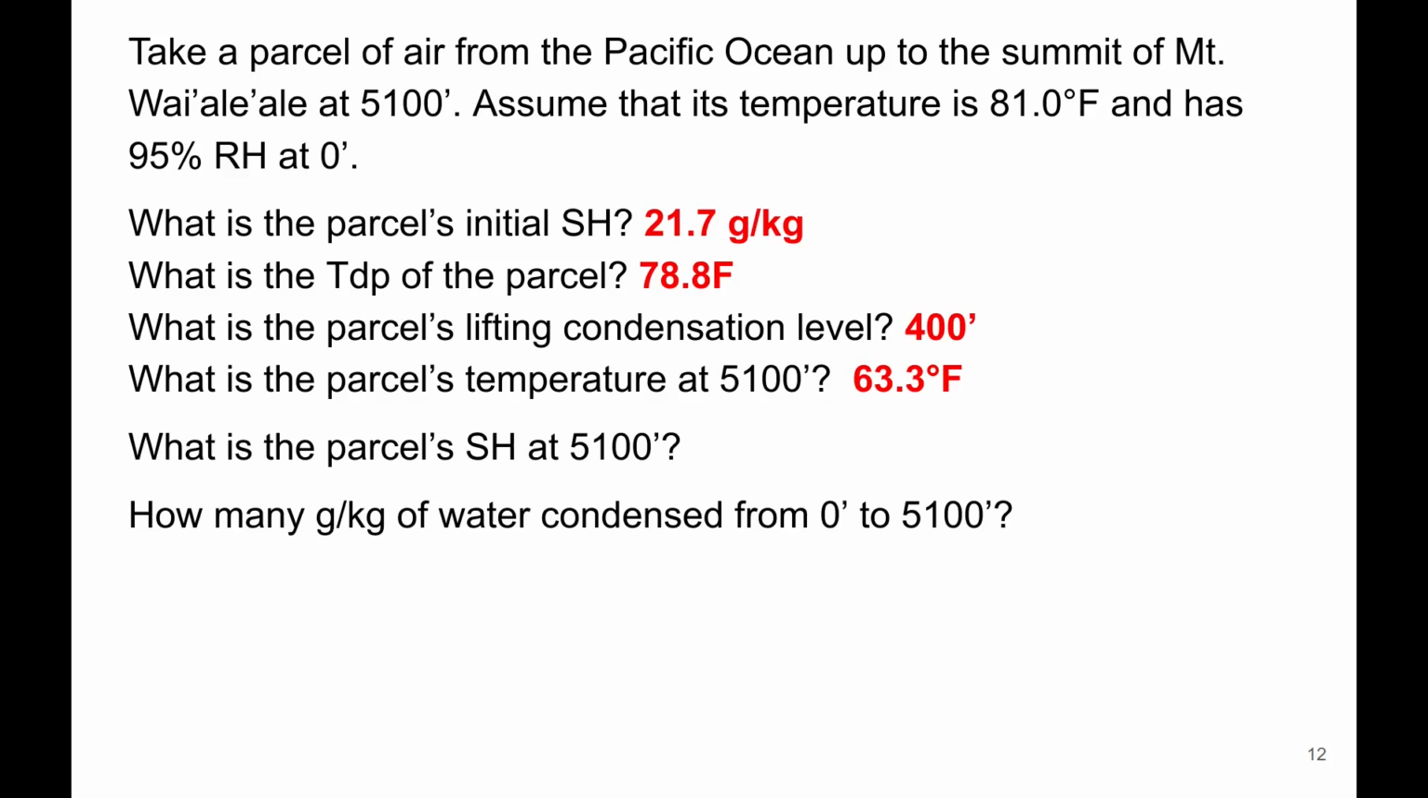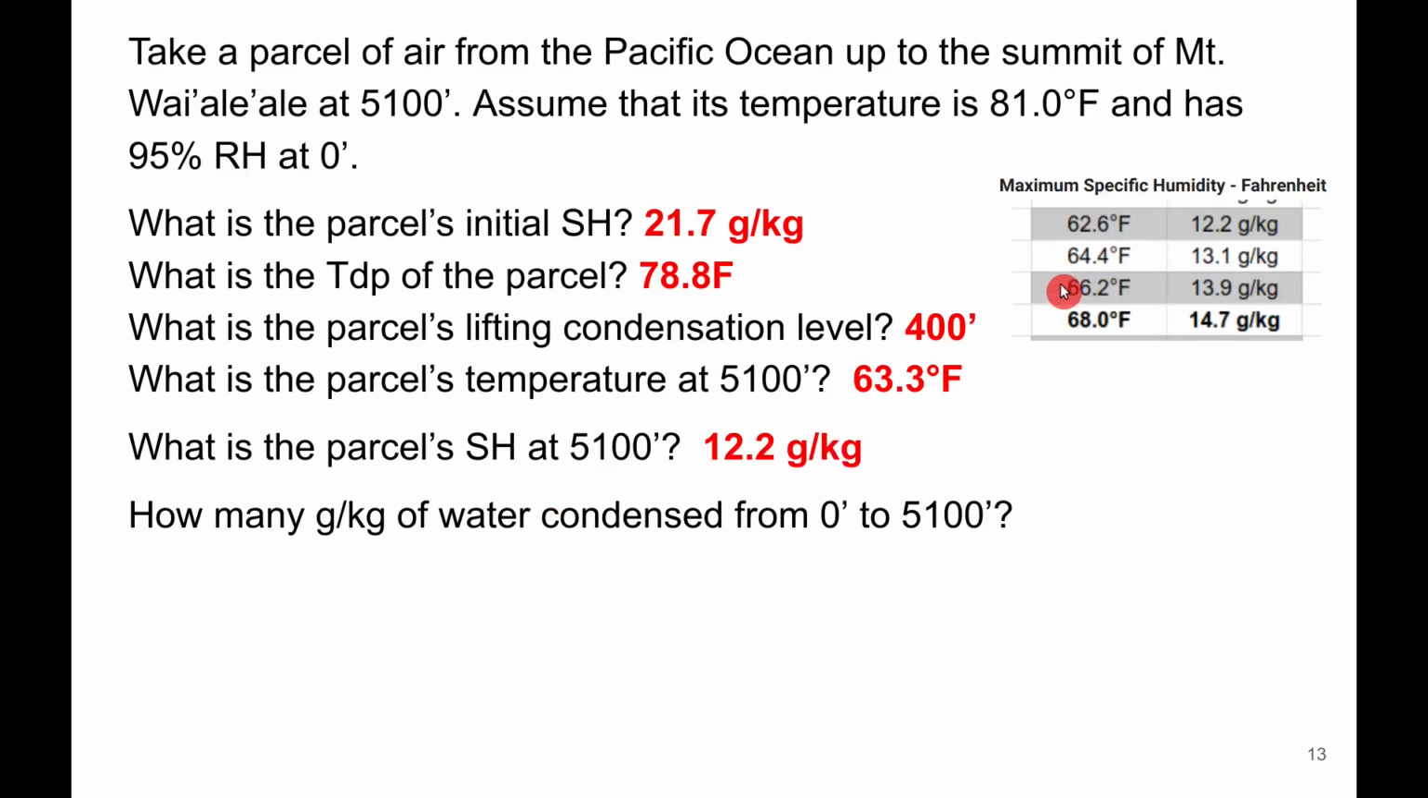So now we know the temperature at 5,100 feet. If you know the temperature of a parcel that's already cooled to dew point, we know the specific humidity. We just look it up on the maximum specific humidity chart. The temperature is 63.3, which is in between 62 and 64. So we're going to pick the cooler, and we're going to say the specific humidity is 12.2 grams per kilogram.